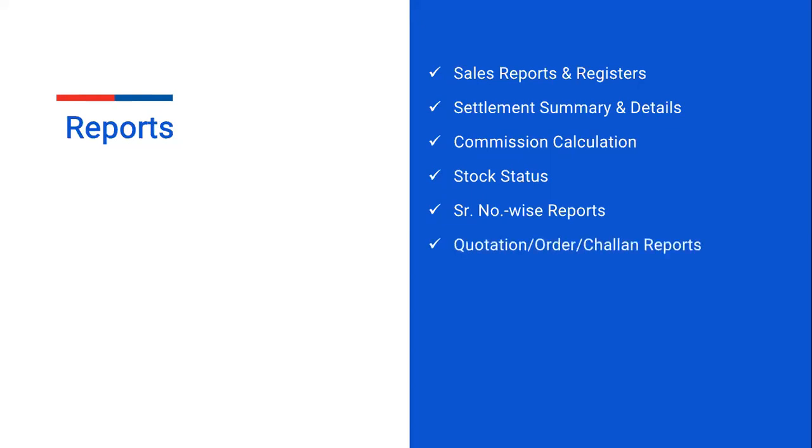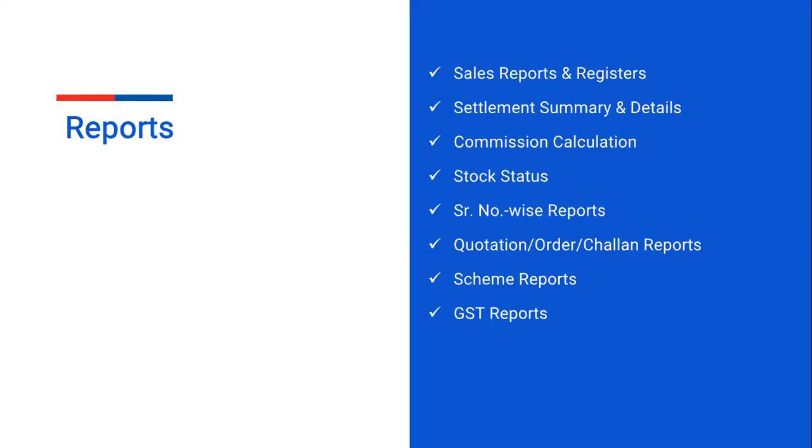Quotation, order, challan reports. We have various reports like quotation, order, challan reports in Busy. You can see the pending reference numbers of your quotation, order, or challan. Scheme reports. You can see the scheme reports for which item the scheme has been applied, on which voucher the scheme has been applied. You can see all the reports on the basis of scheme.